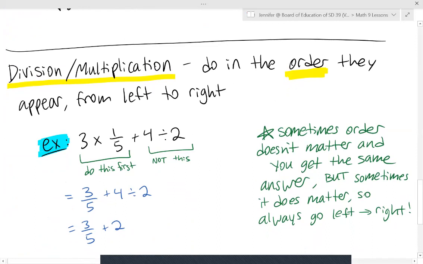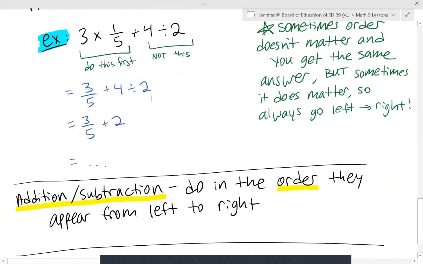For this example and for many examples, it actually doesn't matter which one you do first. You end up with the same answer. But I have an important note here that although sometimes the order you do it in doesn't matter, and you'll get the same answer regardless, sometimes it does matter. And so it's hard to know which time it's going to matter for. So that's why we just always go from left to right when we're doing division or multiplication.